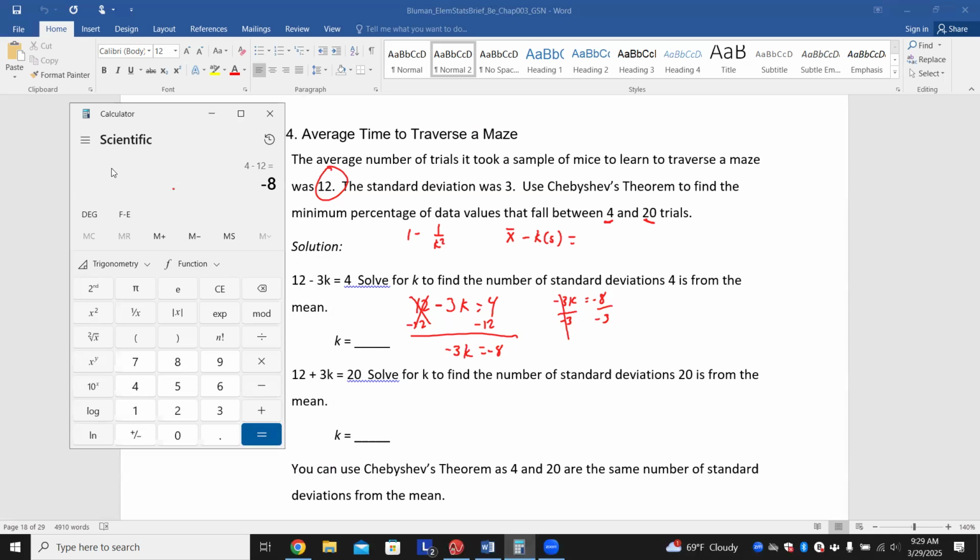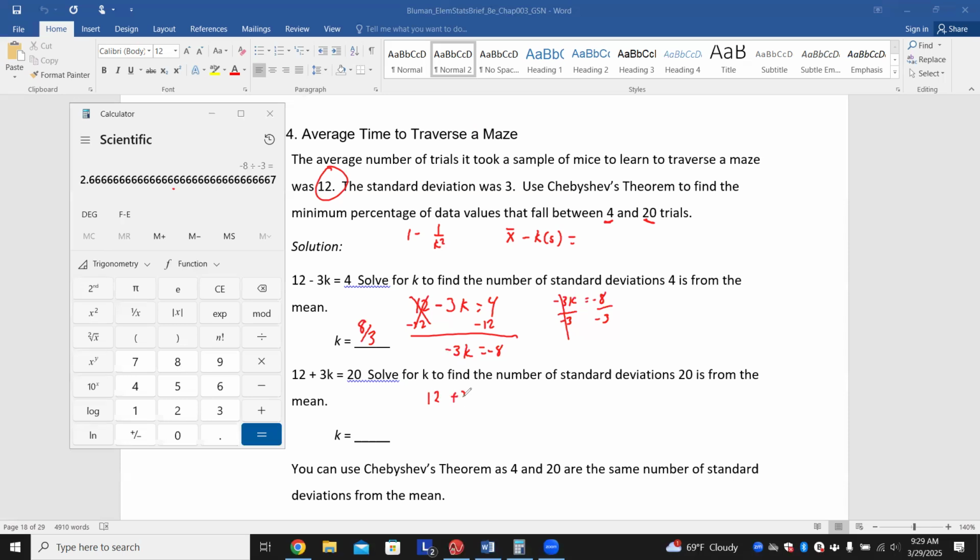So therefore I get 2.67. I think they just keep it as a fraction. It doesn't really matter; however your homework accepts it, I think they accept it as a fraction as well. So your k there would be 8/3, which is roughly 2.67 standard deviations away.